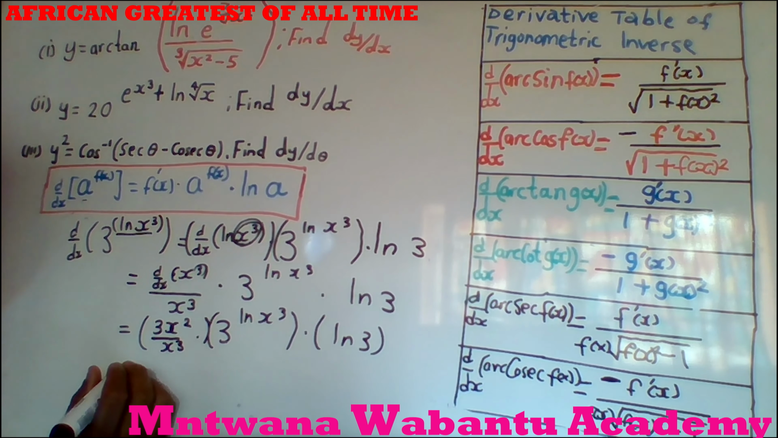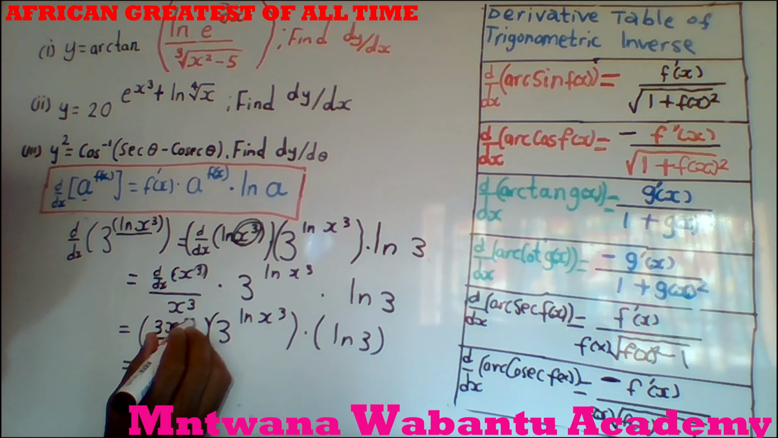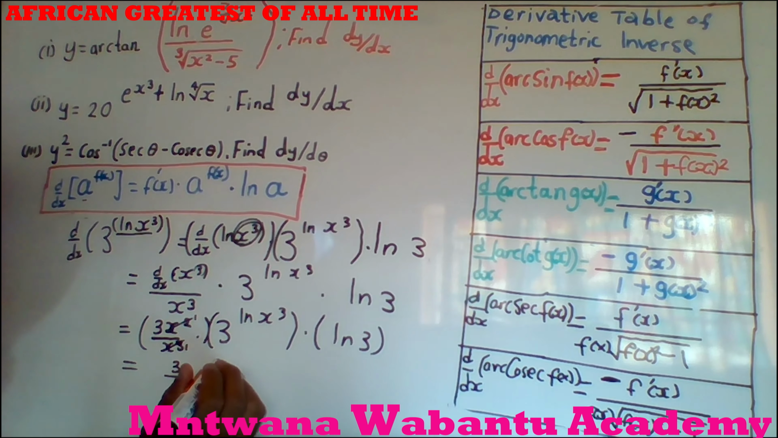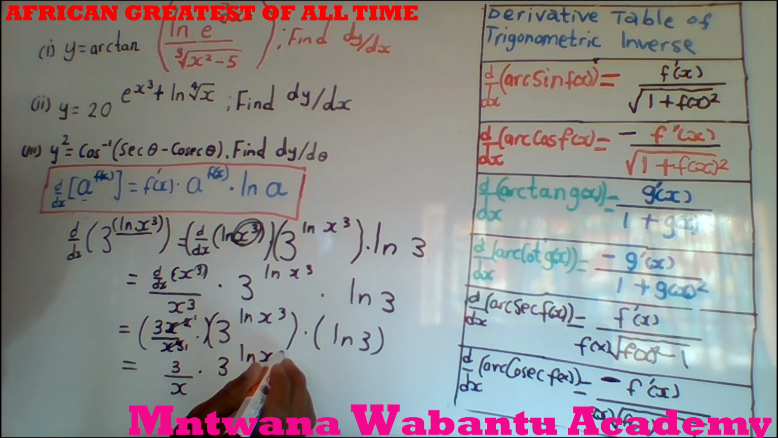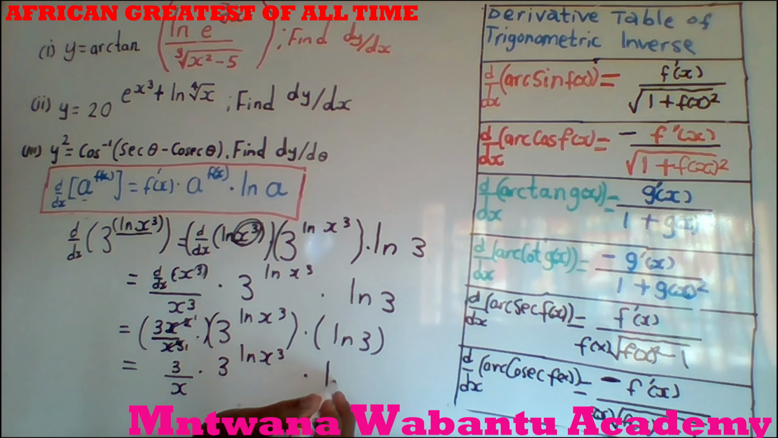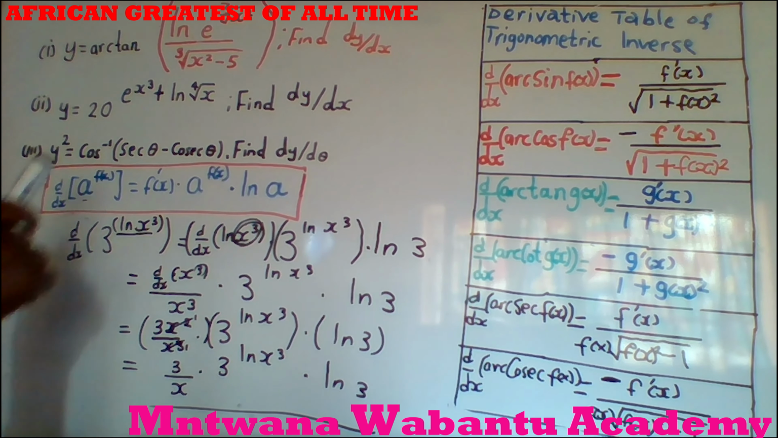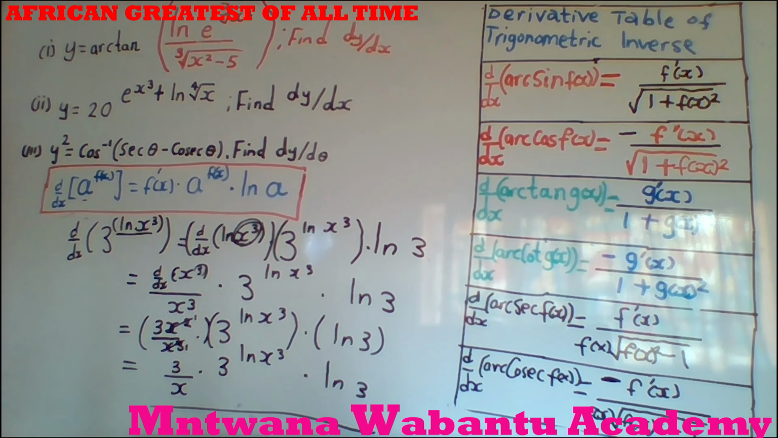Finally, the 3x squared over x cubed leaves you with 3 over x, and then you have 3 to the power of x cubed times ln of 3, and that's our final answer. We're going to do the same game for this one right here. So I'm going to erase here.